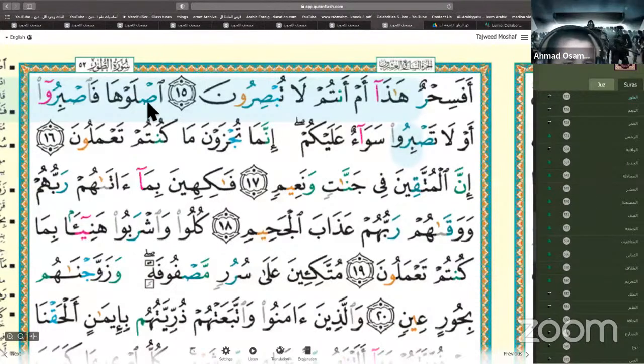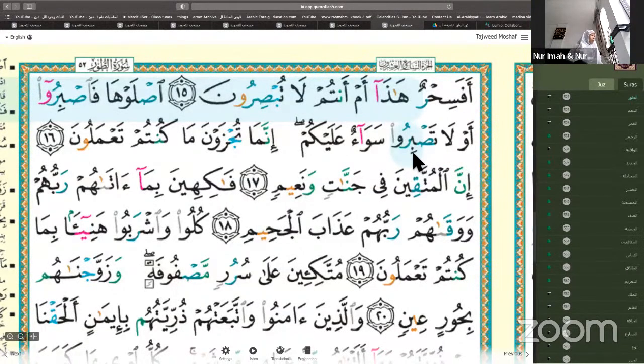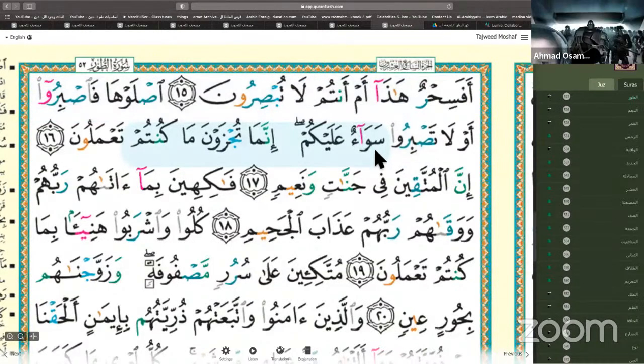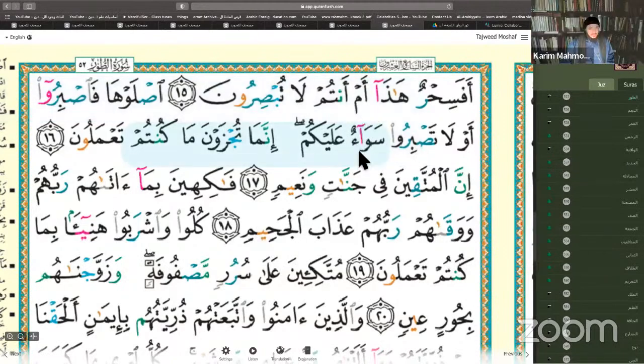اصلوها فاصبروا أو لا تصبروا سواء عليكم. Stretch. You were taught to stretch. سواء عليكم.